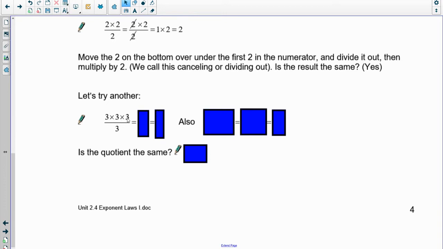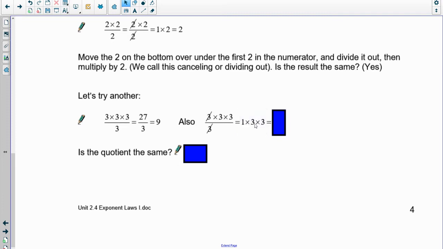3 times 3 times 3. Putting that into exponent form means the base is 3, and there are 3 of them multiplied together, so that's 3 to the power of 3. And that's 27. And 27 divided by 3 gives me 9. Second possibility: if I move the 3 over and take out this 3, so 3 3's, take away the one 3, gives me 1 times 3 times 3, which is 9. Same thing. So is the quotient the same? Yes, it is. So take a look at these two examples, because this can help you in canceling out later on when we have just variables.